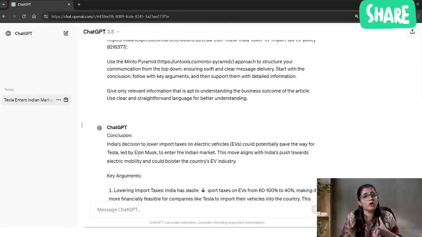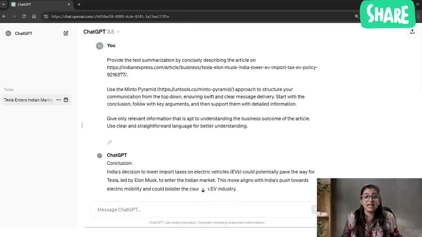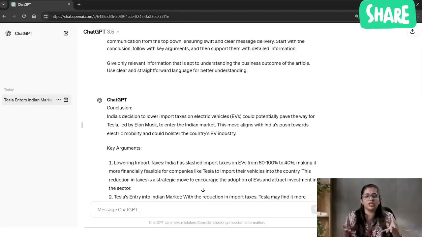Text summarization can also be, if you go back to the first prompt that you have written, where we had 4-5 lines and it summarized for us. That is also text summarization. This is a structured text summarization where you do not need to go through this whole article of Indian Express, and it gave you a conclusion, it gave you key arguments, what it presented in the article. So this is an example of text summarization.